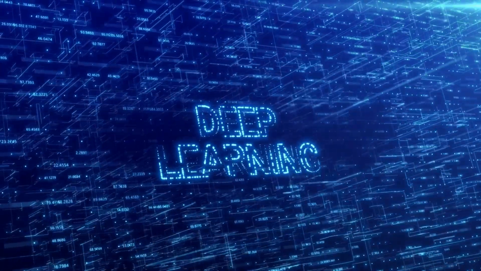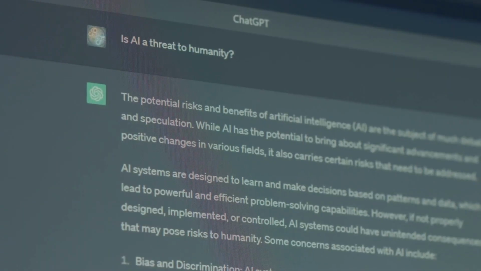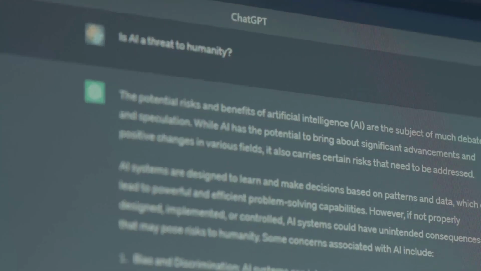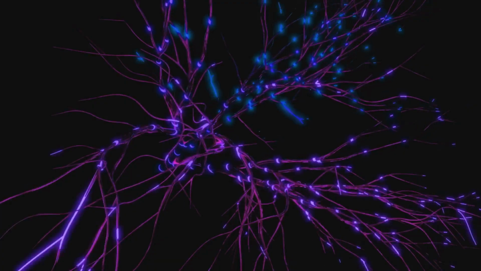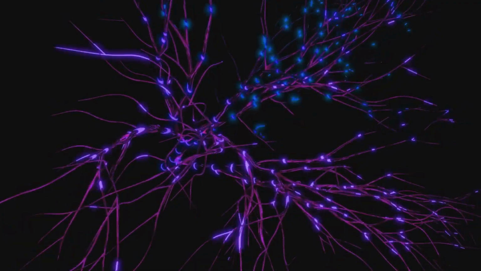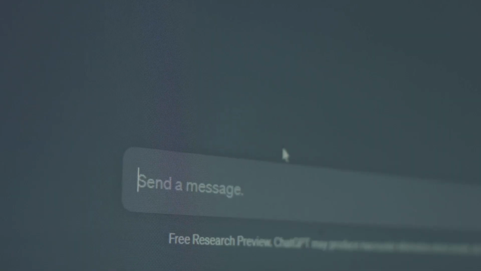Now, here's what sets LLMs apart from traditional computer programs. LLMs learn from data. They learn by recognizing patterns instead of being explicitly told what to do. This makes them incredibly flexible. They can handle all sorts of language tasks without needing to be specifically programmed for each one. LLMs are the ultimate observers.